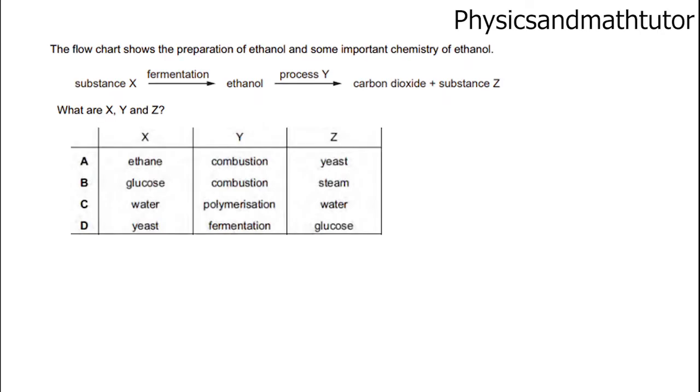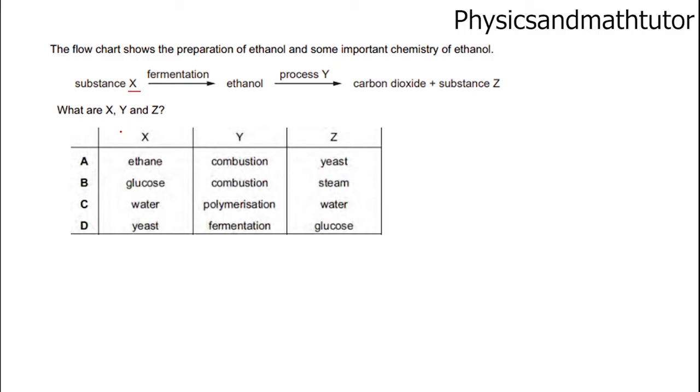Now we're moving to the question. So I have a question here. The flow chart shows the preparation of ethanol and some important chemistry of ethanol. The substance X with fermentation forming ethanol, and then ethanol with process Y forming carbon dioxide and substance Z. The question is, what are X, Y, and Z?